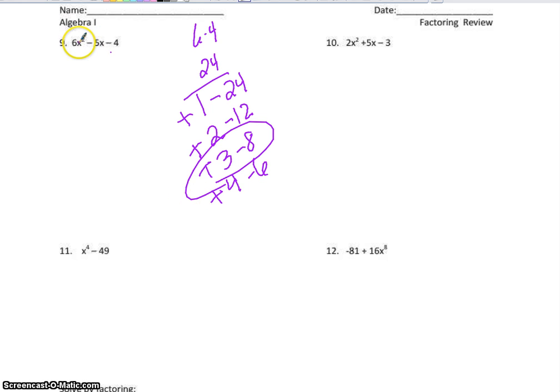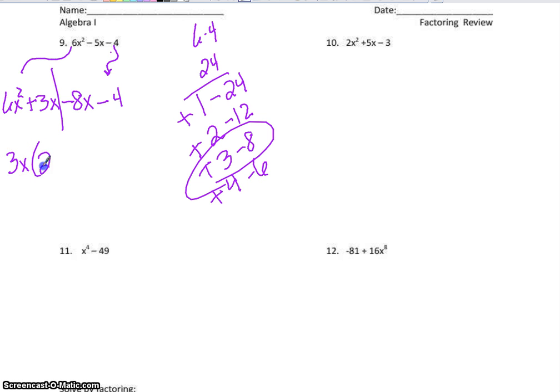Since there is a number in front of x squared, you cannot just write your answer now. You have to bring down that 6x squared, and you pull over the factors you circled and put an x with them. Plus 3x minus 8x. And then you bring down your -4. You're going to cut it in half. 6 and 3 both divided by 3, and they both have an x.